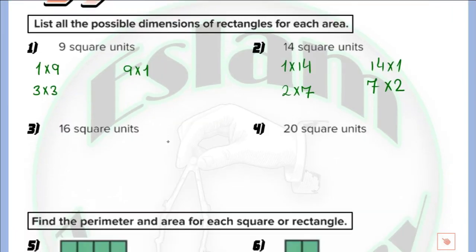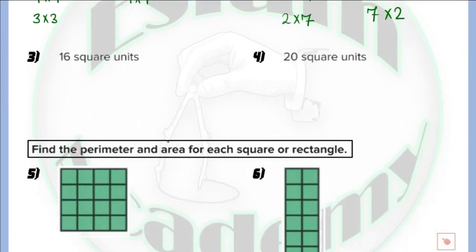You will find the same in question number 3. We now have 16 square units. We can say it will be 1 multiplied by 16. If you multiply them, the answer will be equal to 16. Also we can say 16 multiplied by 1. So we have here 2 times 8, and the same also will be 8 multiplied by 2, and 4 multiplied by 4. So we can form the rectangle in many different ways now.